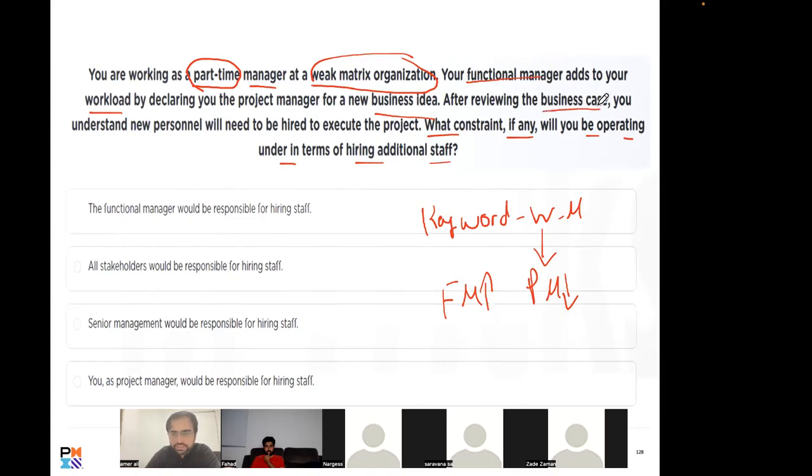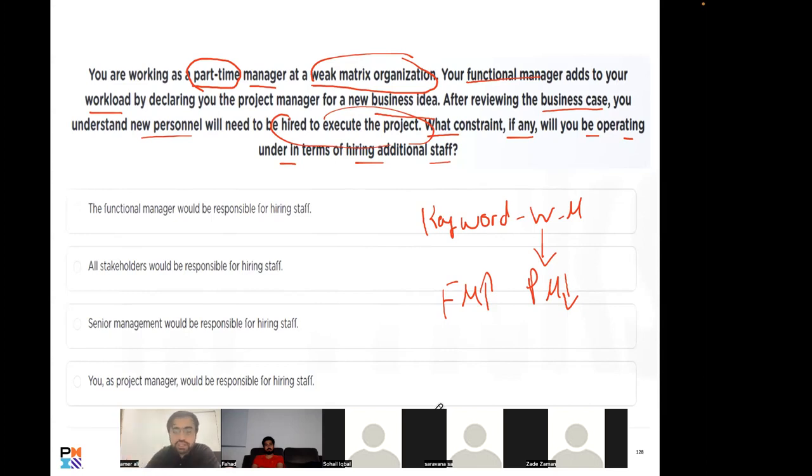After reviewing the business case, you understand new personnel will need to be hired to execute the project. So in order to execute the project, you need to hire a few persons. So what constraint will be there? A constraint is a limiting thing. So try to explain the question to yourself as a third person. You will understand it better and in a positive way.